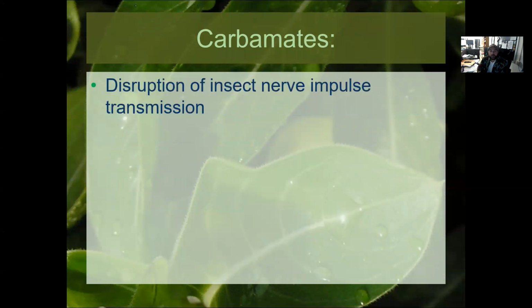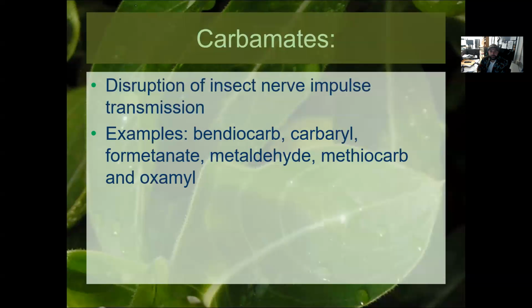So carbamates. These disrupt insect nerve impulse transmission. Examples of this would be bendiocarb, carbonyl.